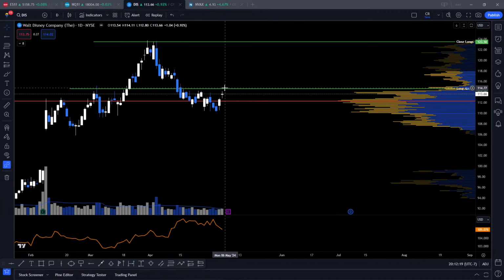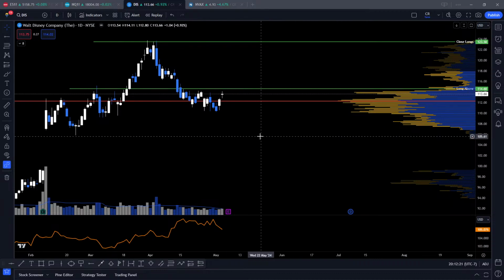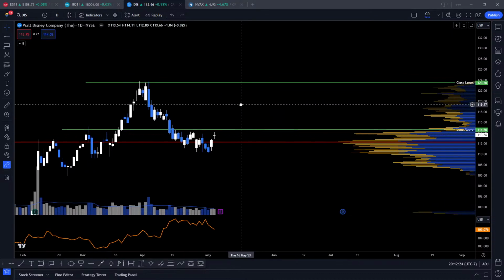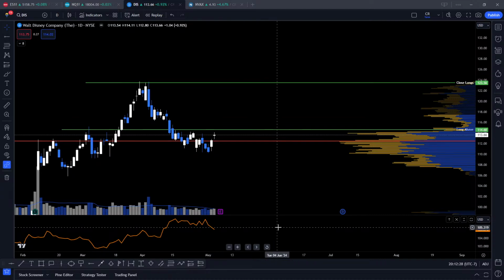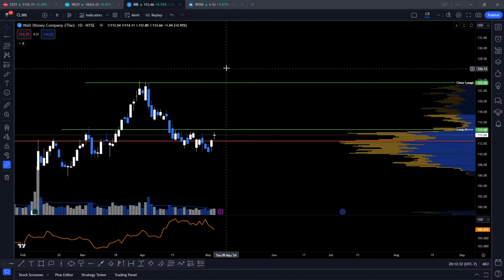So anyway, this is going to be a pretty big move that I'm looking for here. I actually think we're going to be going above this. We're going to make a new high. But one month out, looking for roughly a 10-point move.